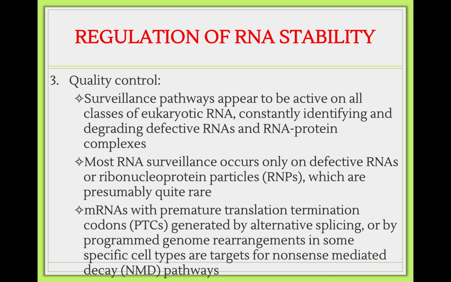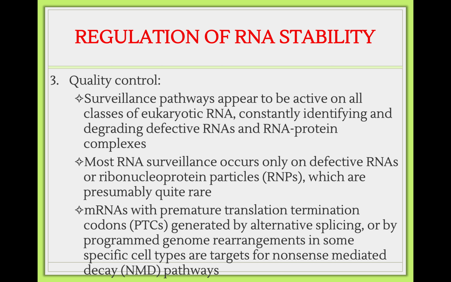Surveillance pathways usually appear to be active on all classes of eukaryotic RNA, which constantly identify and degrade defective RNAs and RNA protein complexes. This is of course to protect and to make sure that your gene could function and produce well-functioning protein. So most RNA surveillance occurs only on defective RNAs or ribonucleoprotein particles, which are presumably quite rare. Usually it's on mRNAs with premature translation termination codons (PTCs) generated by alternative splicing or by programmed genome rearrangement in some specific cell types, which usually are targets for the nonsense-mediated decay (NMD) pathway.